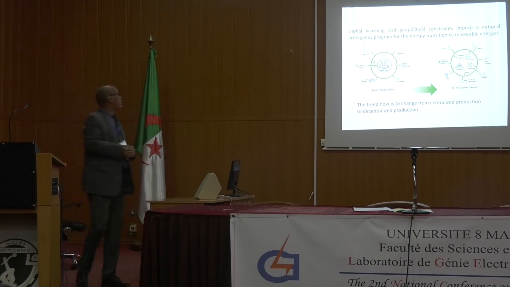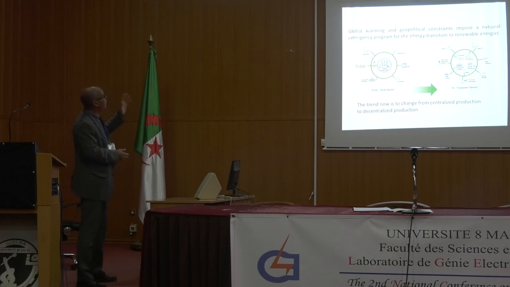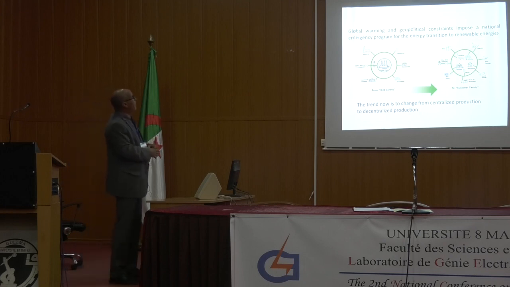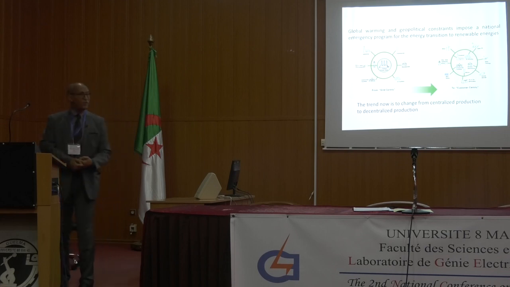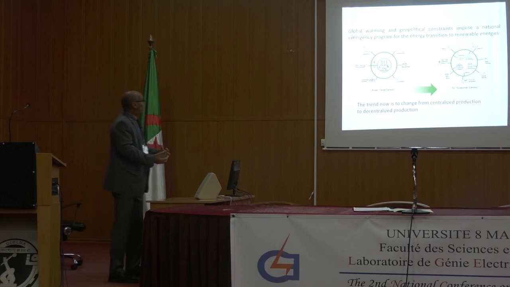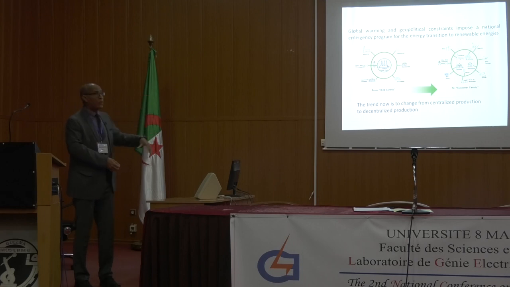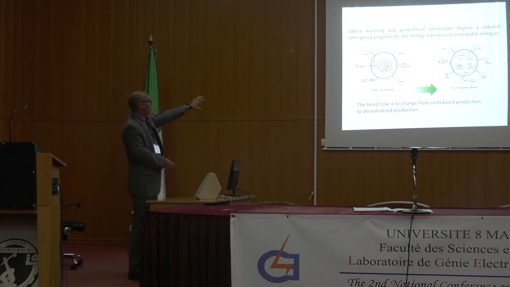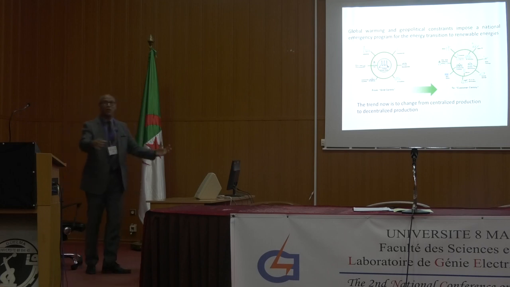So now the global warming and geopolitical constraints like the war in Ukraine and so on impose a national emergency program for energy transition to renewable energy. Now we are talking about renewable energies. So the trend now is to change from centralized production to decentralized production. Okay? Here we have the centralized, and now we are talking about decentralized productions. Many productions.